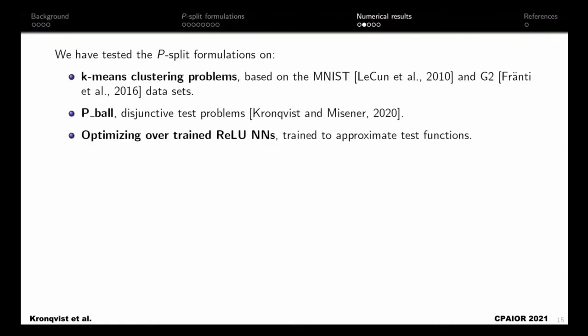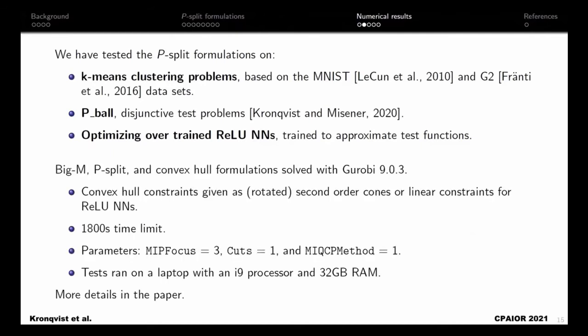And now let's look at some numerical results. We have tested the Psplit formulations on some k-means clustering problems that are based on the MNIST and the G2 dataset, some disjunctive test instances called P-ball problems, and for optimizing our trained ReLU neural networks. We have solved the big M, the Psplit, and the Convex Hull formulations using Gurobi, and one of the reasons we chose these test problems is that the Convex Hull formulation can here be represented in a numerically efficient form by rotated second-order cones or linear constraints.